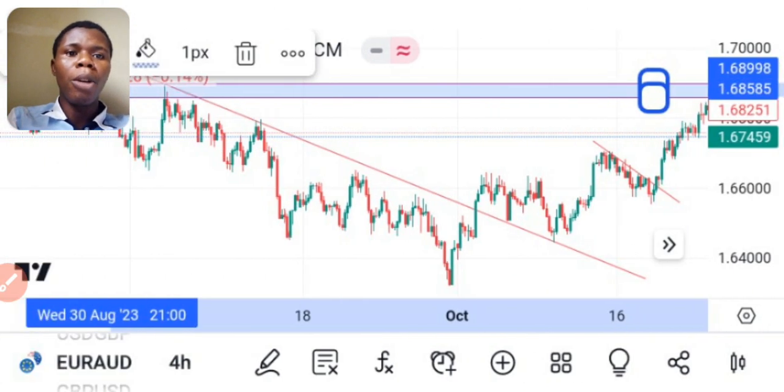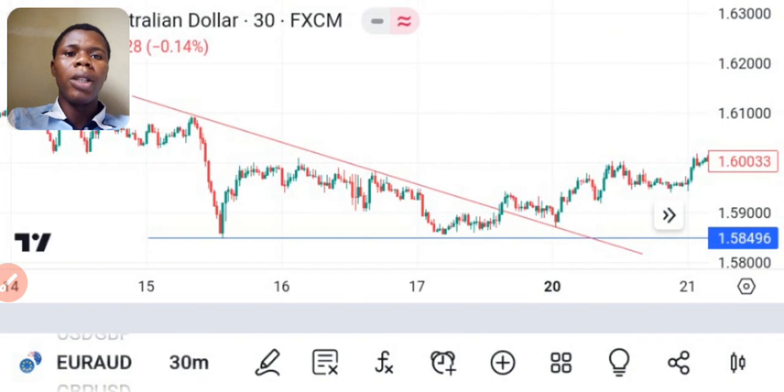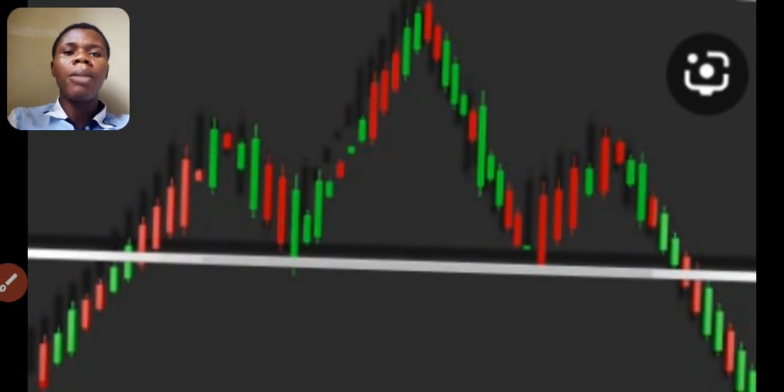I've talked about double top. Now let's talk about this one here. Now we have something called head and shoulder.